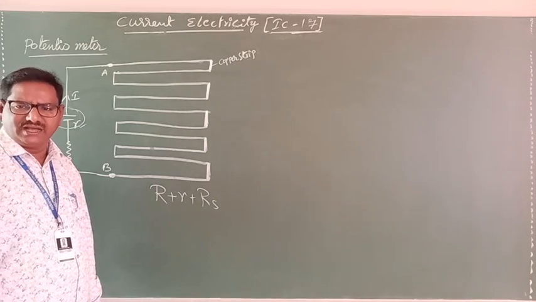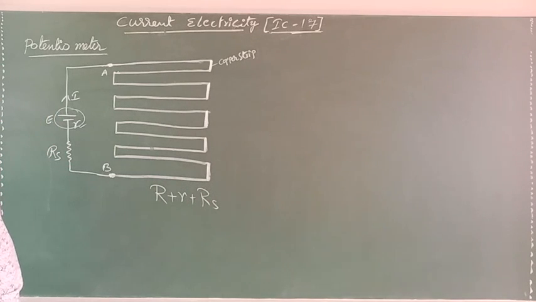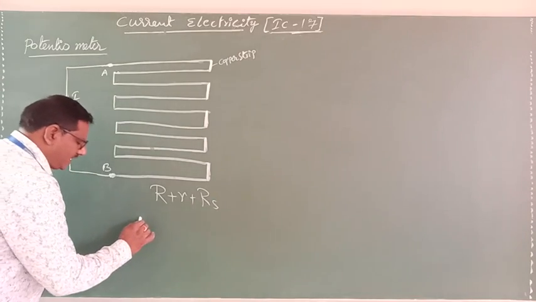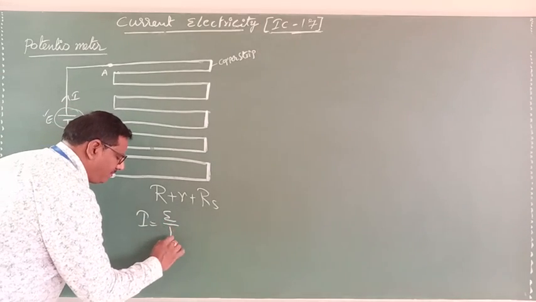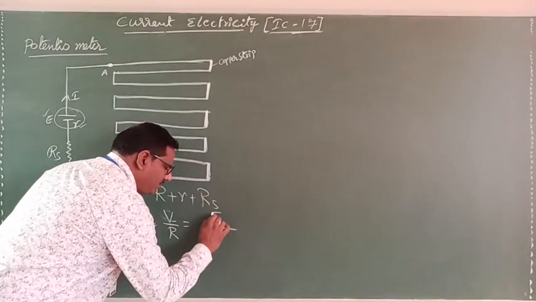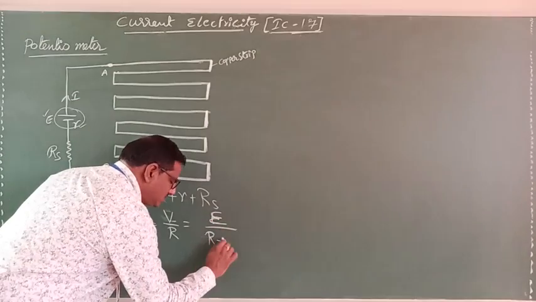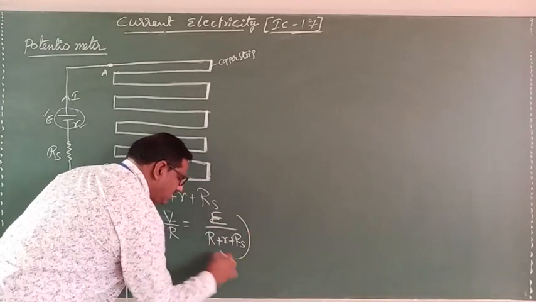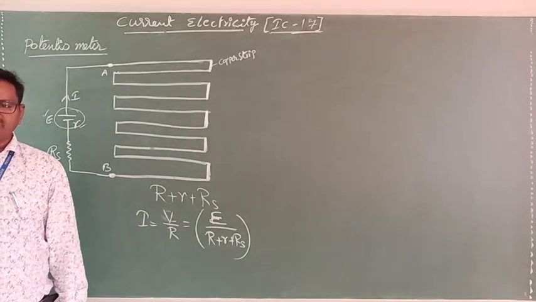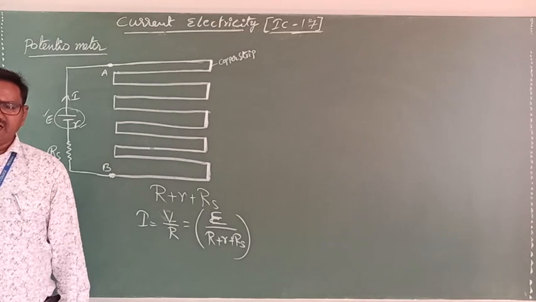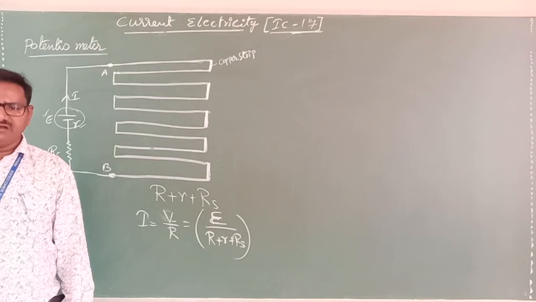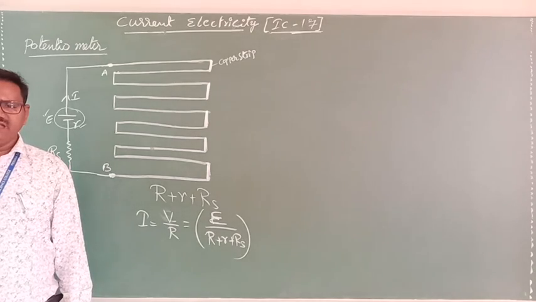Now if you want to measure the current, how can you measure it? Very simple. Here the cell EMF E is used. So current I equals E by R, from Ohm's law, which we already know. Here we write the EMF E divided by the total resistance R plus RS. This is the current in the circuit. This primary cell is used only to pass the current along the circuit.